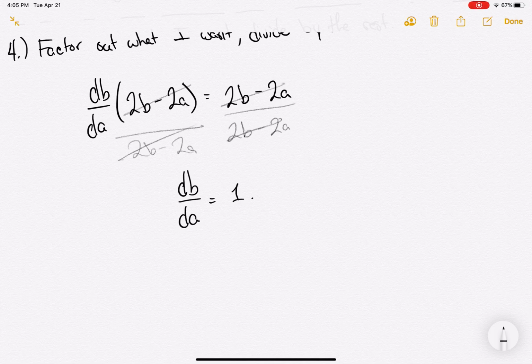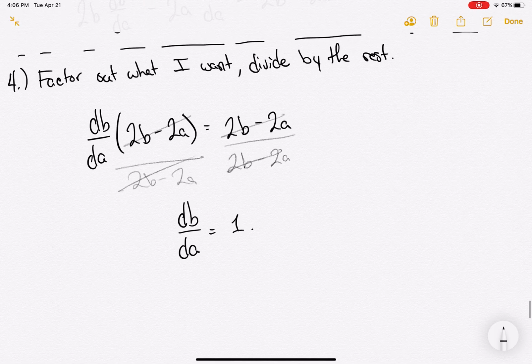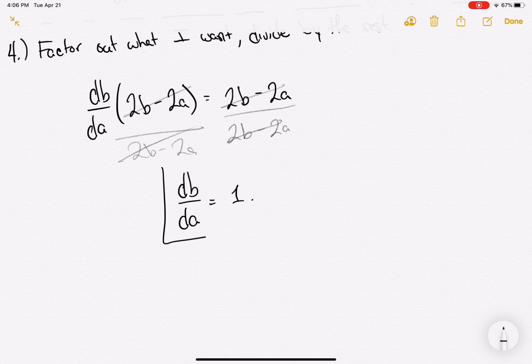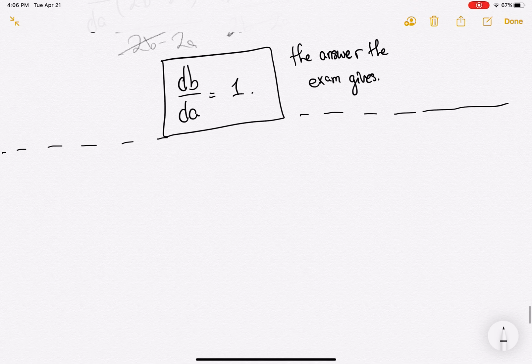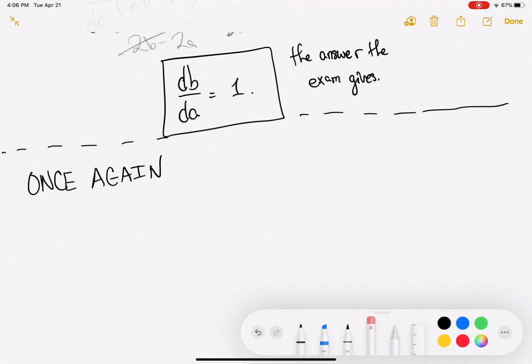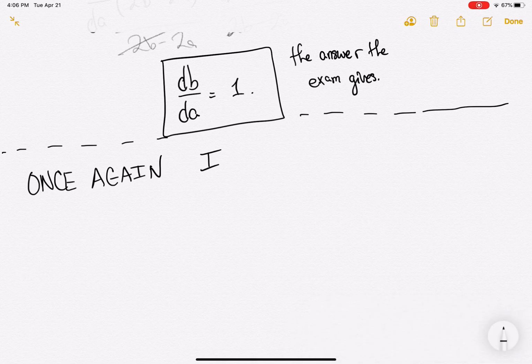This won't always be the case. I'm giving you guys very strange problems right now, but it's equal to 1. And this is the answer the exam gives. So there you go. But once again, I could have saved a lot of time by simplifying right away.